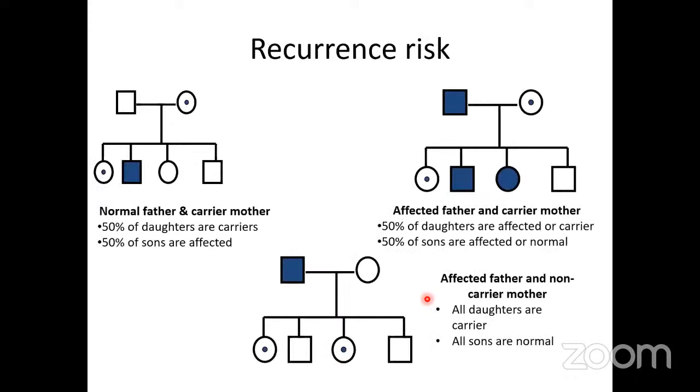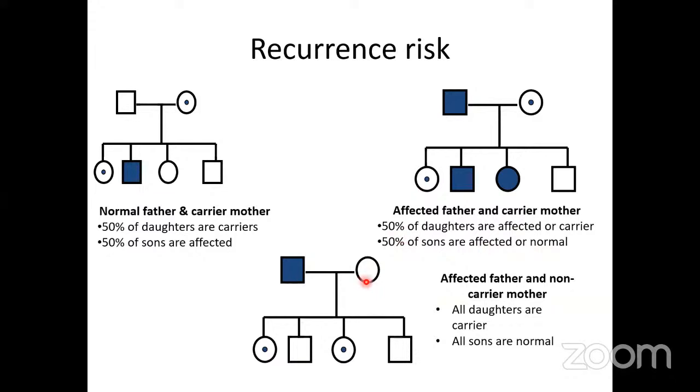So recurrence risk depends on different scenarios. Suppose this is a common scenario, for example, in DMD, the mother is a carrier. Normal father and carrier mother: 50% of the daughters are carriers, 50% of the sons are affected. Clear? Suppose the father is affected and the mother is a carrier: 50% of the daughters are affected, and another 50% of the daughters are carriers. 50% of the sons are affected and 50% are normal.